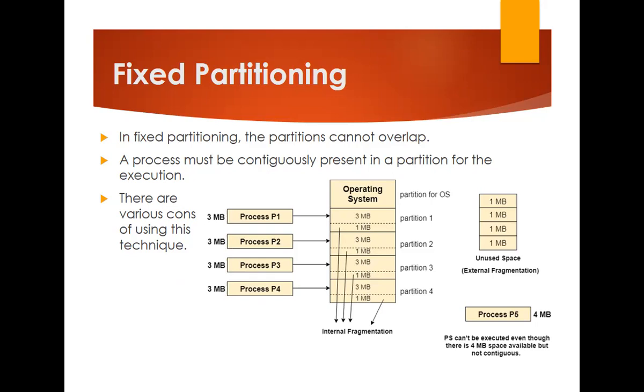So when I put here process 1, I have 6 megabytes full space and 2 megabytes of empty space. Here it is 6. So again 4 megabytes full and 2 megabytes of empty space. This one is full.